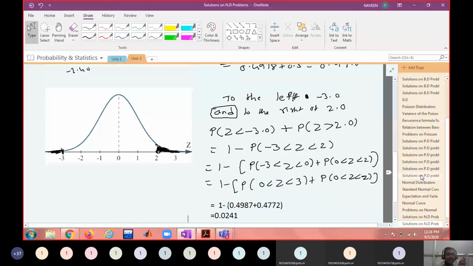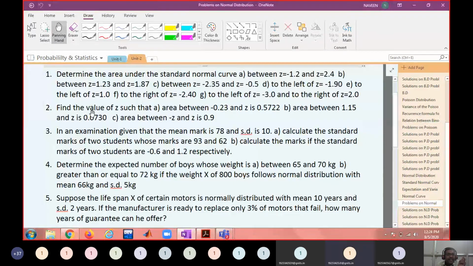Find the value of z such that the area between minus 0.23 and z is 0.5722. Find the value of z such that the area between minus 0.23 and z is 0.5722.